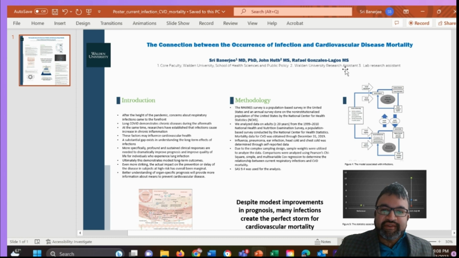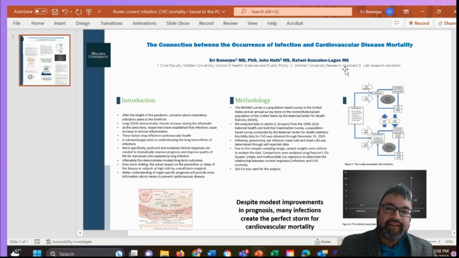So, for starters, when we're thinking about the occurrence of infection, that's a broad topic. Infections can range from eye infections to foot infections, so that's not something very specific. However, what we decided to do is narrow it down to mostly respiratory infections.